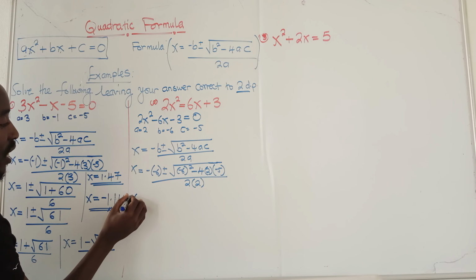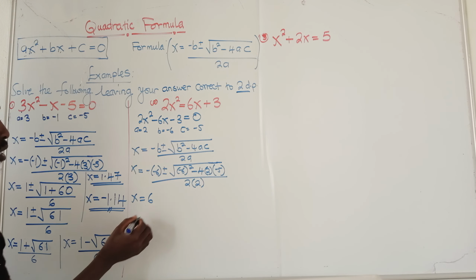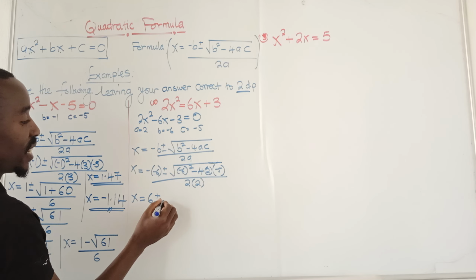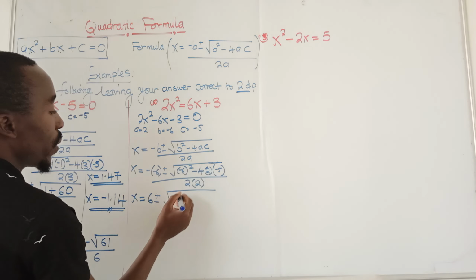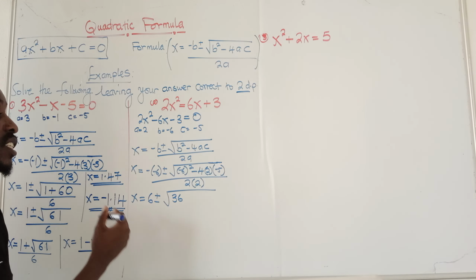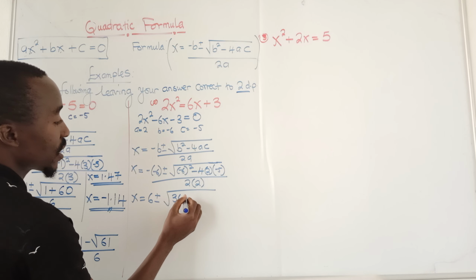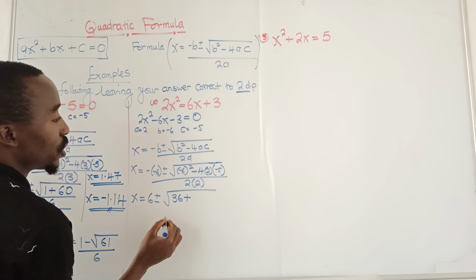Okay, so from there now we work it out. Negative times negative, it is positive 6. So plus or minus, say 6, negative 6 squared, it gives us what? 36. Because it means negative 6 times negative 6. So it is 36. Negative times positive times negative, it is a positive.